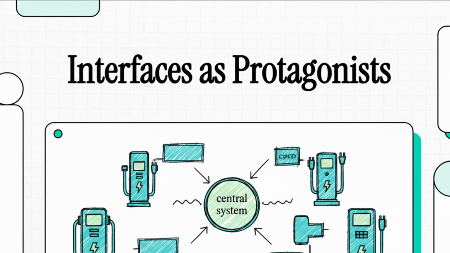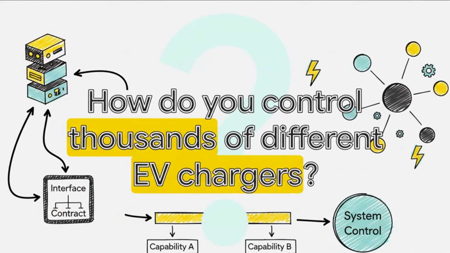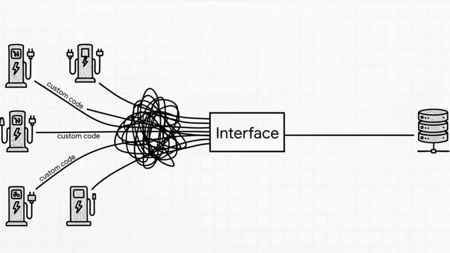Let's do it. Okay, so let's frame the problem, right? You're in charge of this massive network. You've got chargers from all these different companies. Some are fast, some are slow, some take credit cards, some don't. How do you possibly build one single system to control all of that chaos without just going completely insane? I mean, it sounds like a total nightmare, doesn't it?